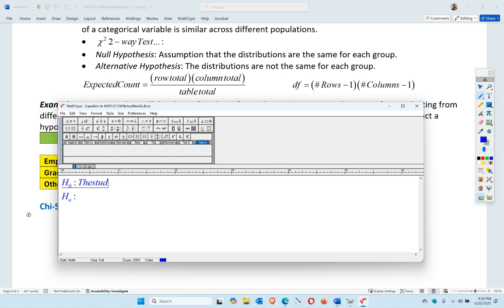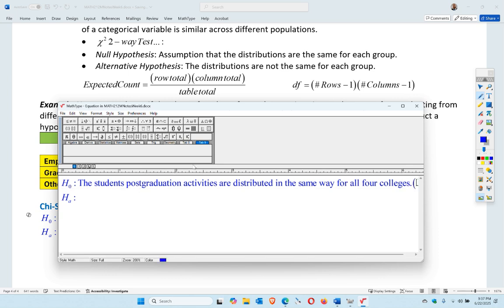The students' post-graduation activities are distributed in the same way for all four colleges. So basically, homogeneity.